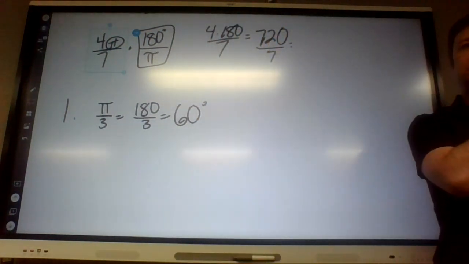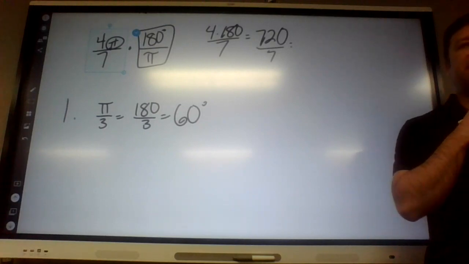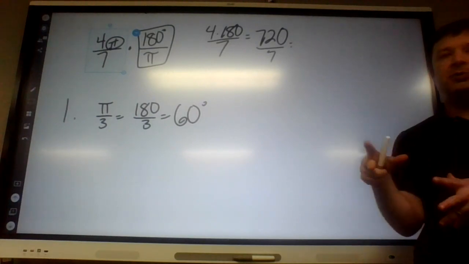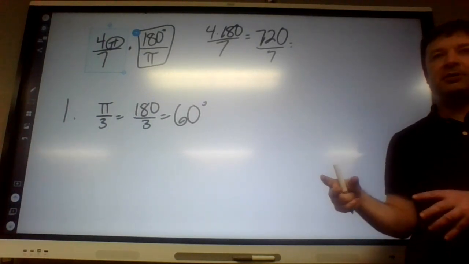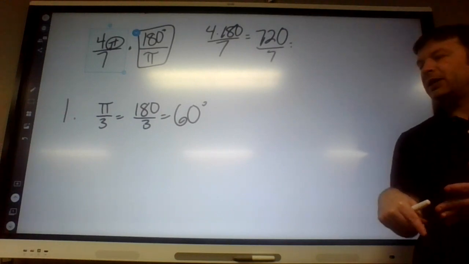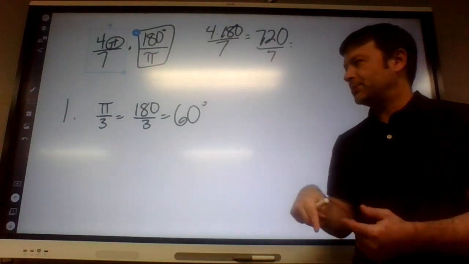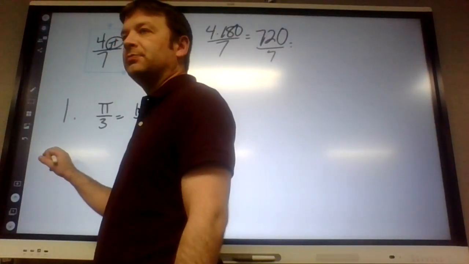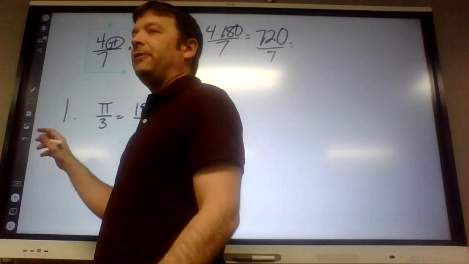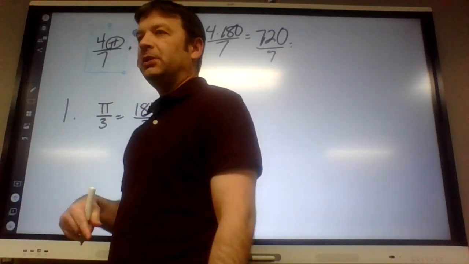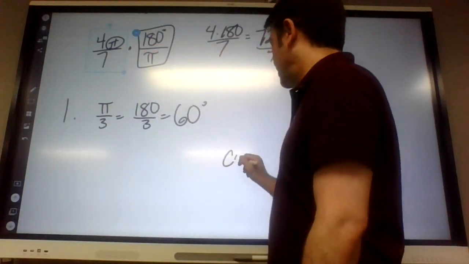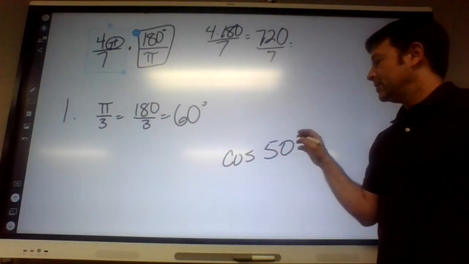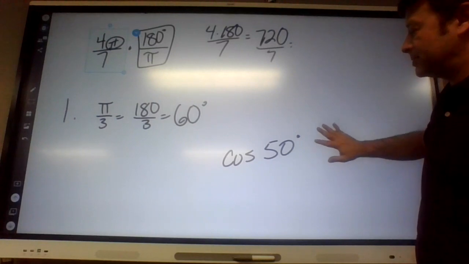How do you enter a degree into your calculator? You don't. If you are using cosine or something, your calculator will assume you're talking about degrees when you plug something in, unless you set your calculator to radians. So when you plug in cosine of 50, your calculator assumes degrees, because otherwise it doesn't make sense, unless you change it to radians. That's the only time you'll need to worry about that.